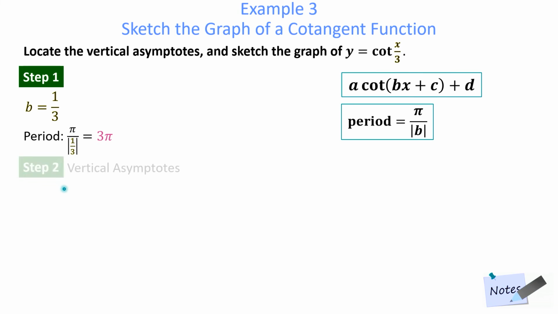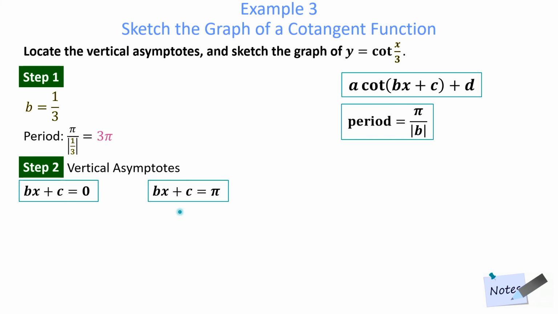Now for step 2, we'll be finding the vertical asymptotes for the cotangent function. However, the equations we must solve for this are the following. They differ slightly from the tangent function, so we must make sure we make a note of this. Again, as before, bx plus c is this part in the bracket. If we make a comparison to our function over here, bx plus c is equal to x over 3. So we can see b is 1 over 3, and the value of c is 0. So I'll simply replace the bx plus c with x over 3.